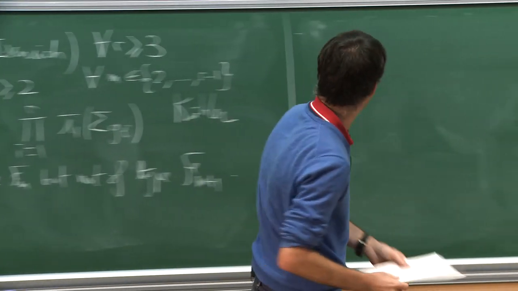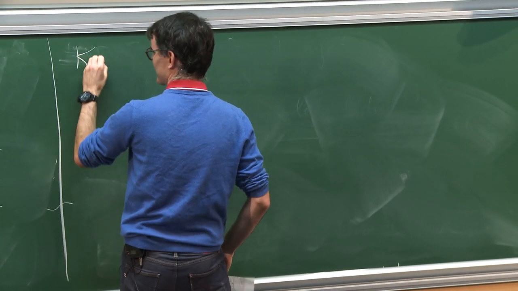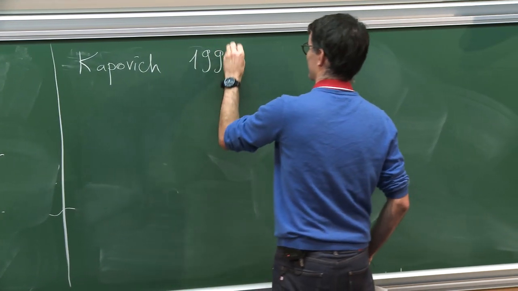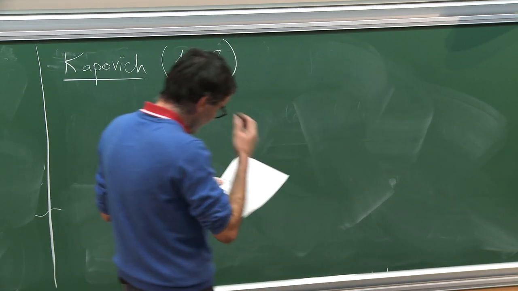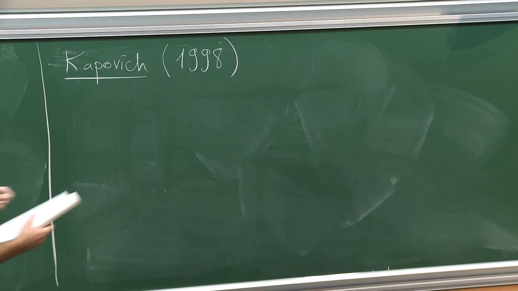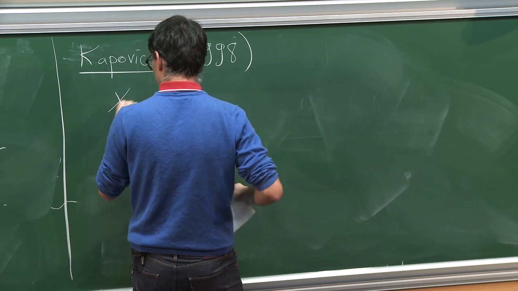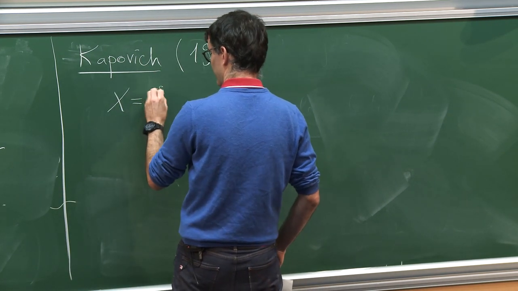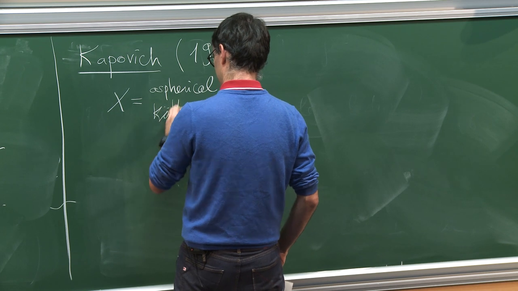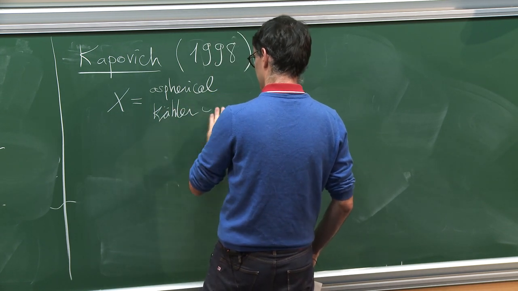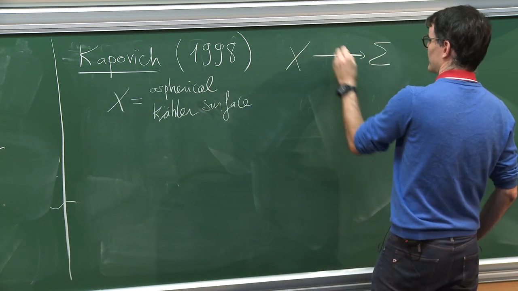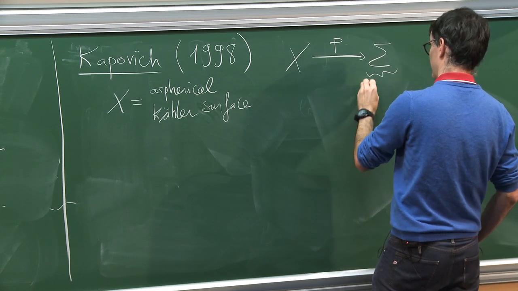And just one more comment about the history. There is a work of Kapovich, which actually is older than everything else I've said about Kähler groups. It's also about finiteness properties, but in complex dimension two. It's an unpublished paper. Kapovich was considering an aspherical complex surface, Kähler even, but I think it's not really needed. And he was considering a holomorphic map to a Riemann surface of positive genus.